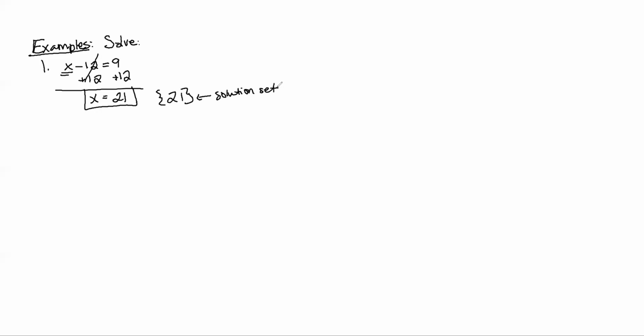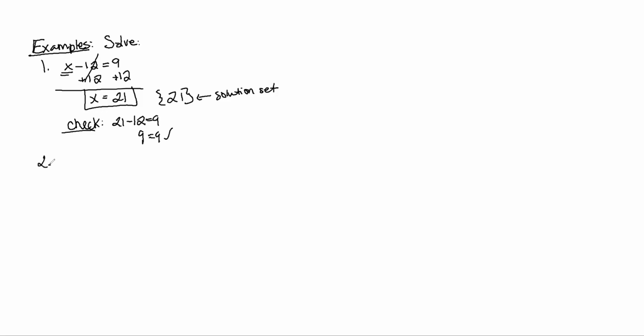I'll also go ahead and show the check on this one. So checking is a really good thing to do, especially on longer problems where there's a lot of stuff going on, just so that you know that you got the answer correct, and that if there's a lot of steps, there's a lot of places to mess up. Ones like these, not so much. But for the check, all we're going to do is take this 21, plug it back in for x into the original equation before you do anything. So 21 minus 12 equals 9. 21 minus 12 is 9, so this is good.